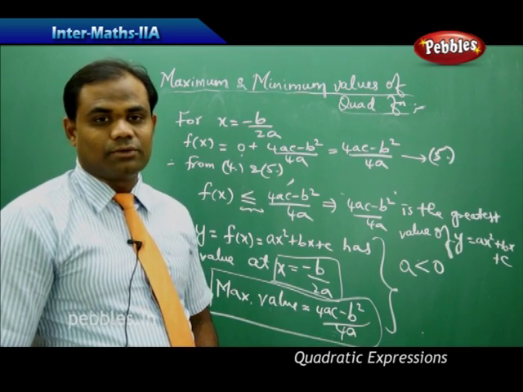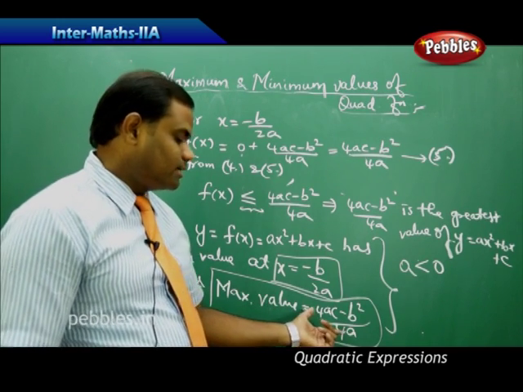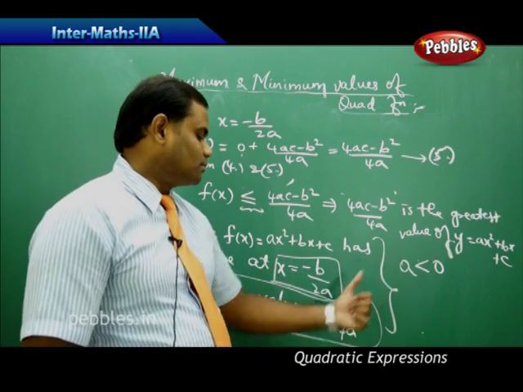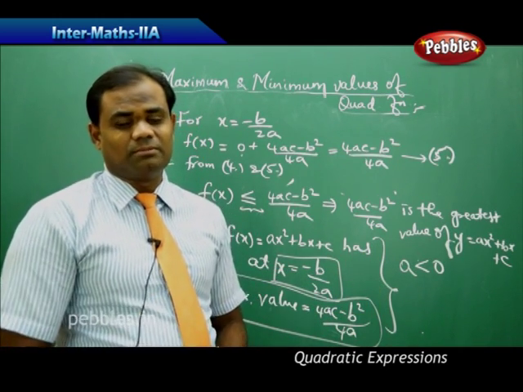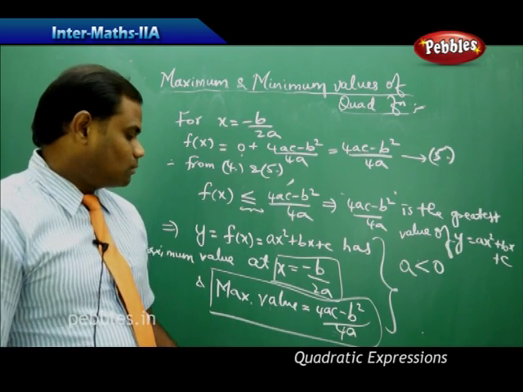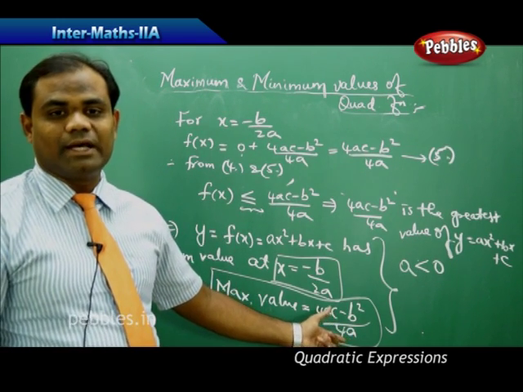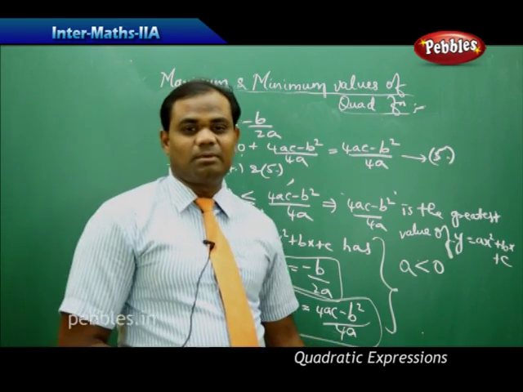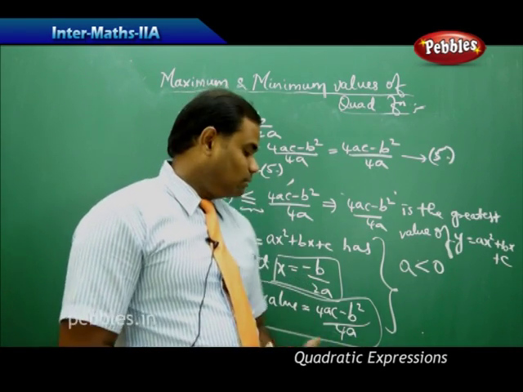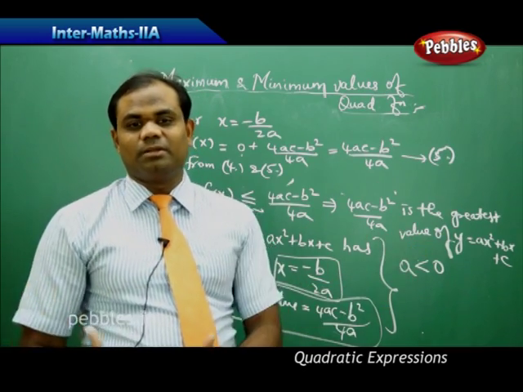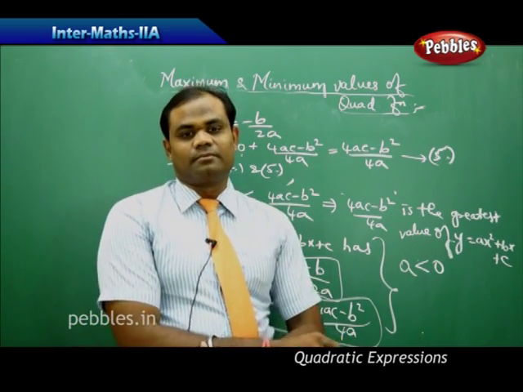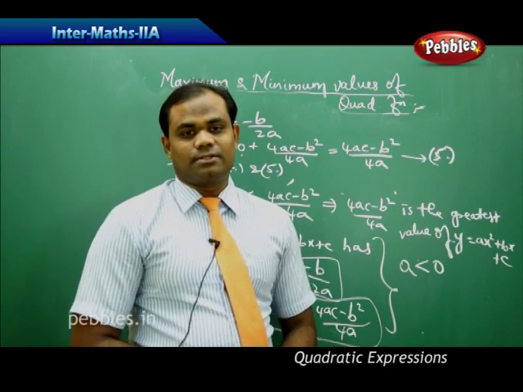If A is greater than 0, this becomes the least value. If A is less than 0, this becomes the greatest value. As we do some exercise problems, we come to understand why it becomes maximum or minimum. Though the formula is the same, the sign changes the maximum into minimum and the minimum into maximum. That is how we understand this concept.